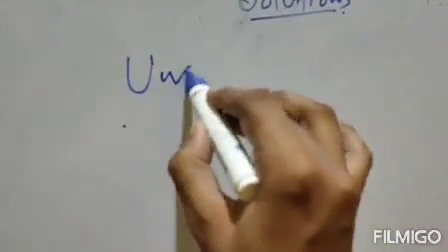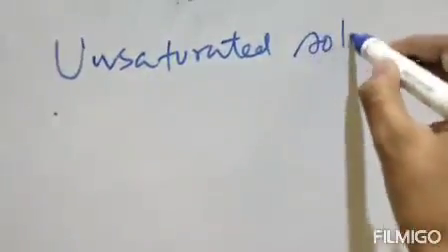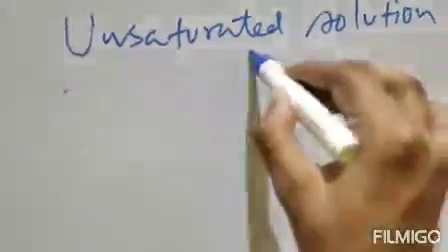Now the second category is unsaturated solution. So what is an unsaturated solution? A solution which can dissolve more of the solute. A solution in which more of the solute can be dissolved at a given temperature. That is your unsaturated solution.